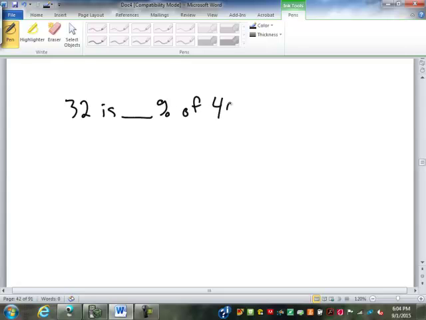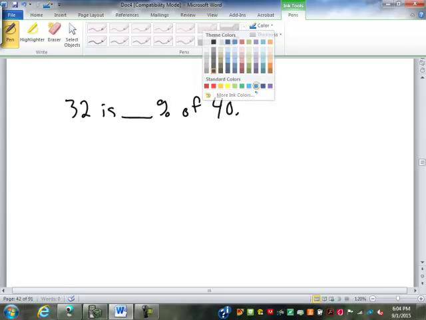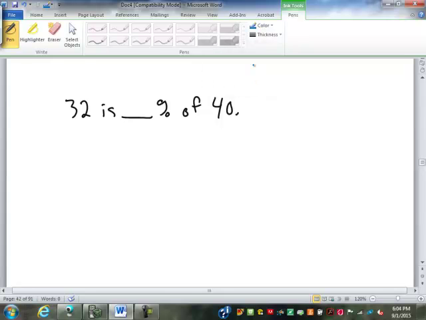$32 is blank percent of 40. Now, I said on the last few problems, I always like to start with the percent. Here, I don't have the percent. Doesn't mean I can't start with it. The missing percent just becomes blank over 100. And I'm going to match things up over here just like I did before. 32 is blank percent. So 32 seems to match up with our missing percent. Of 40, again, think of it as out of 40.